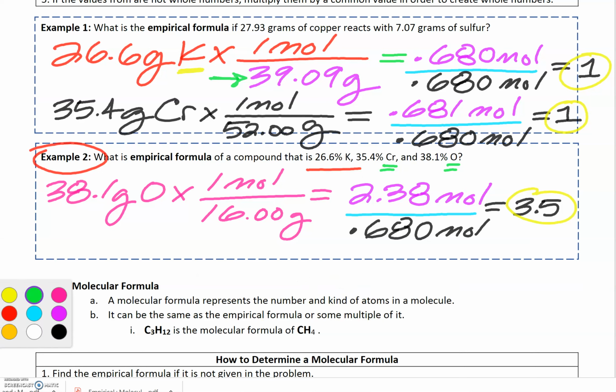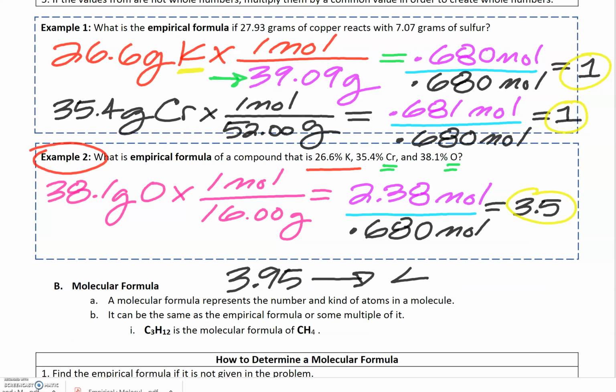Now you only do this if you can't round. I say you can round if you're within like a tenth. Let's say that you had 3.95. Well, go ahead and round that to 4. That's fine. Or if we had 2.06, we could round that to 2. But 3.5 is far too big to round. So if it's not within a tenth, you can't round it.